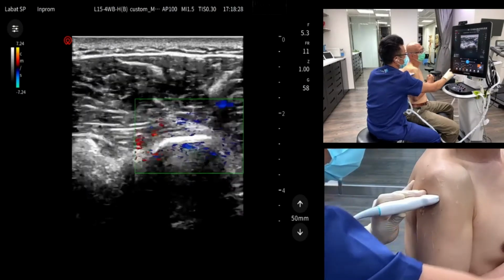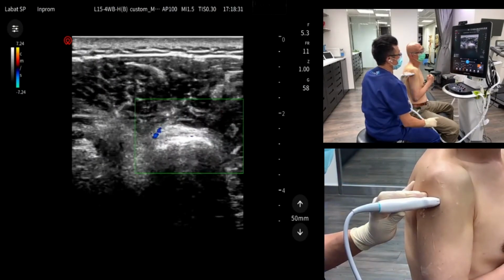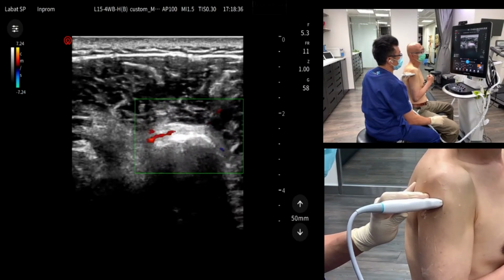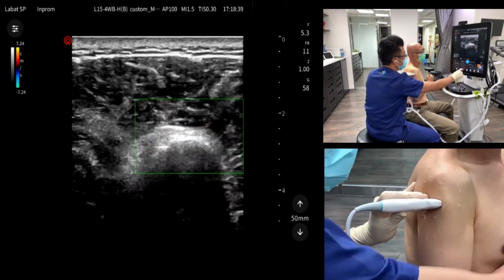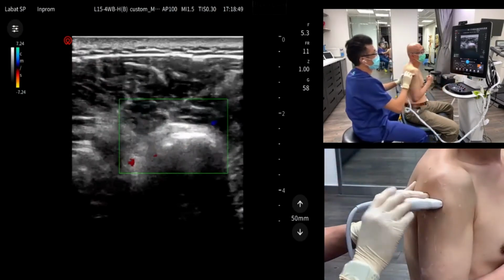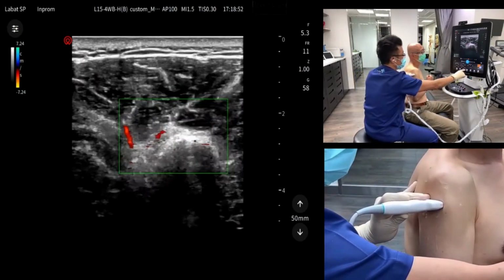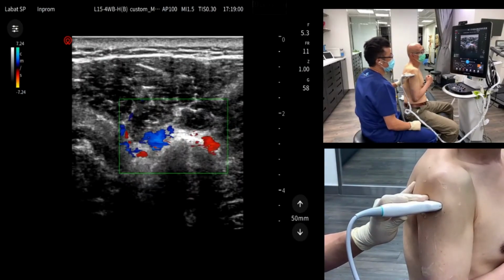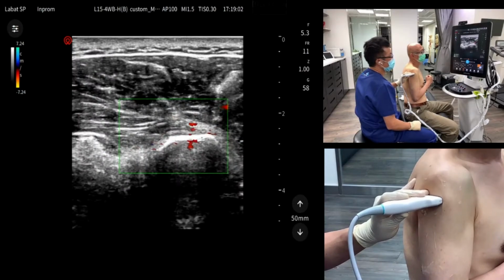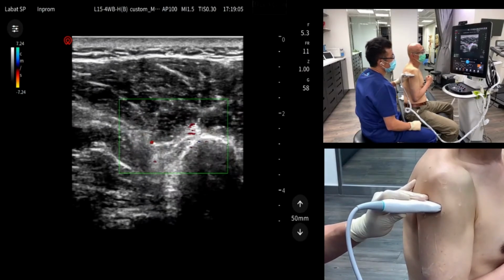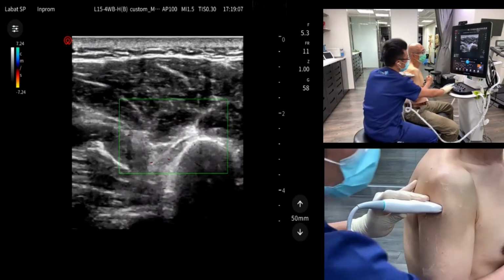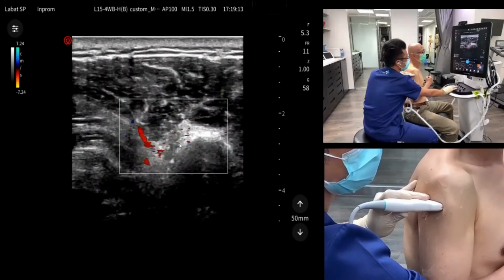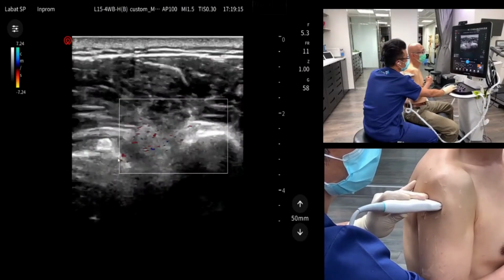So this is the posterior circumflex artery and the axillary nerve right here. Okay. So we see the artery right here. So this is the axillary nerve and the posterior circumflex artery. And between the teres minor, teres major, here teres major, here teres minor, the lateral short head of triceps, and the long head of triceps.